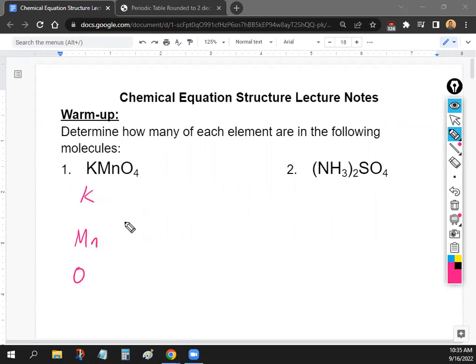Manganese. There's magnesium and manganese. They're different. So if you take a look at K, there's no number behind it. So how many Ks do we have? 1. Good.